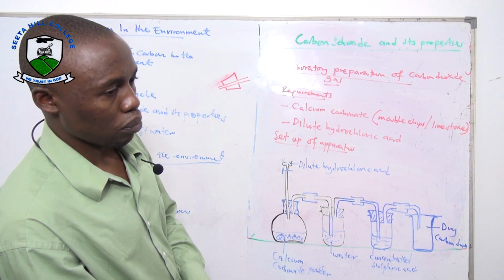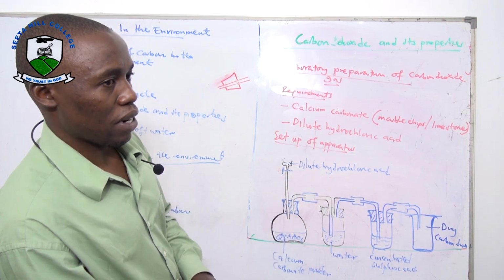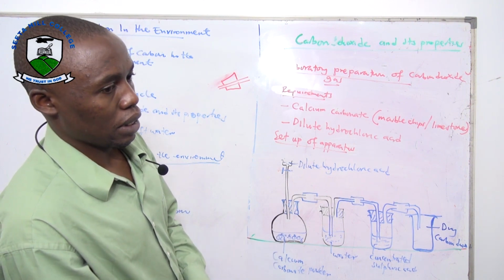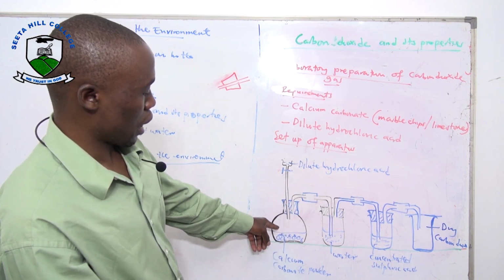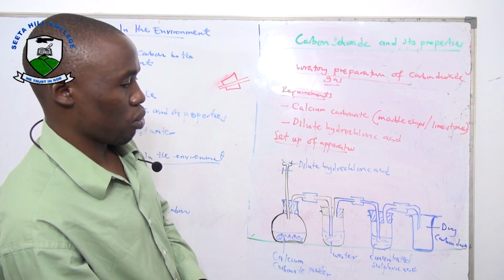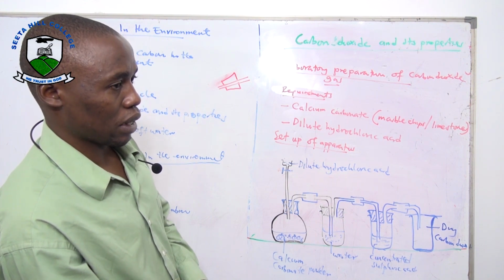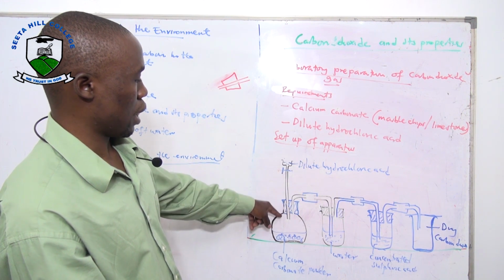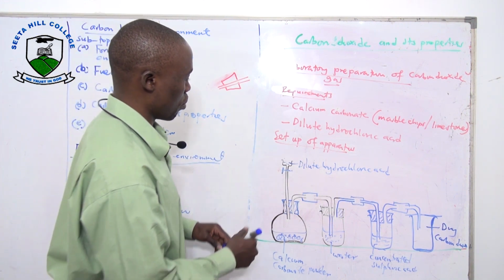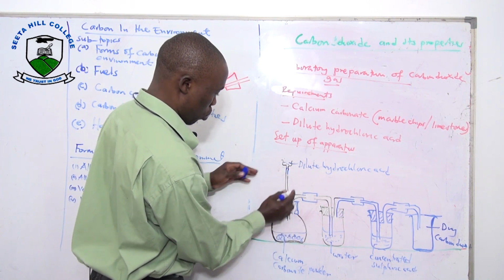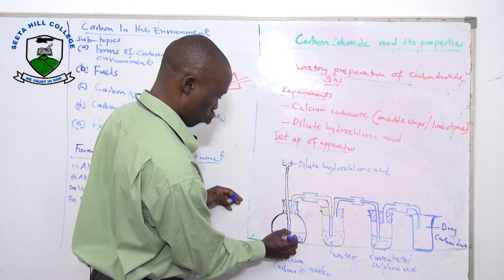This is called a dropping funnel. We said when it's a dropping funnel, it hangs. When it is a thistle funnel, it goes down to the bottom. Why would you think so? A thistle funnel has no top like this, so we push it until it goes into the solution here.